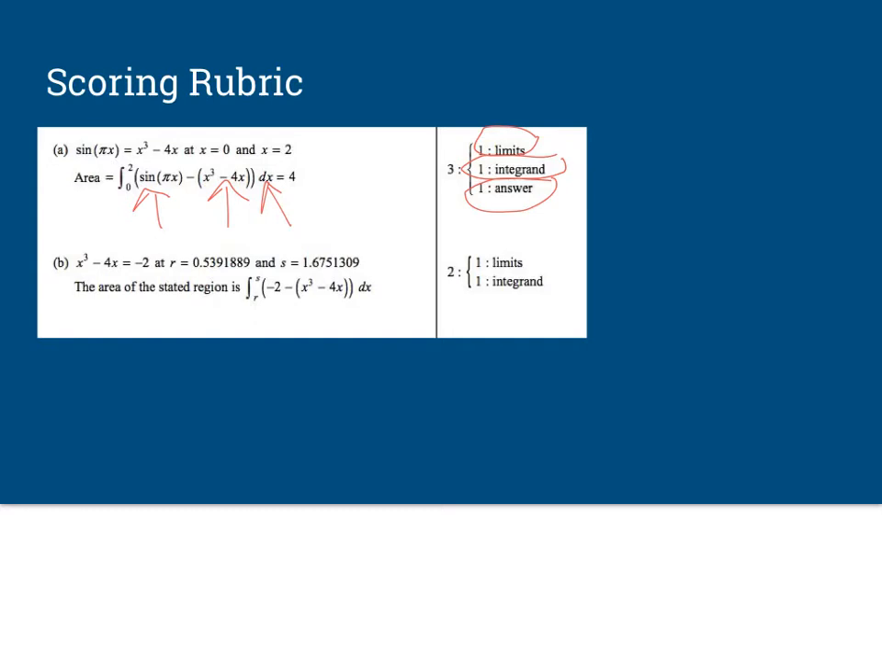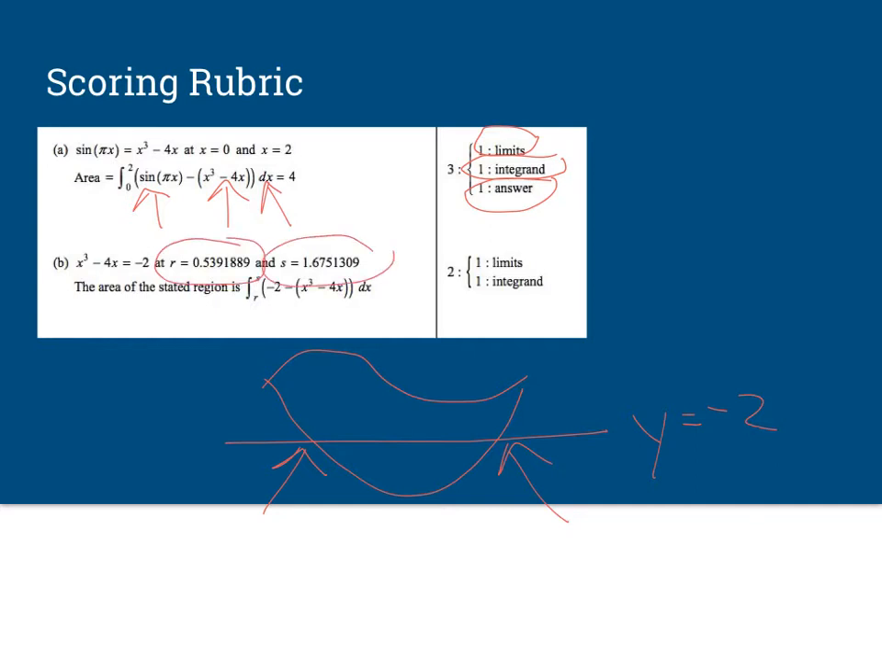Nice. Okay, in part B, you're asked to divide it with the line y equals -2. So you've got some crazy kind of curve going on here. Now I know this isn't quite exactly it. And you've got y equals -2 right there. So you had to find these 2 intersection points using your calculator. Those 2 points where it intersected were 0.5391889 and 1.6751309. Okay, and now you're just going to find area. So you're going to go upper minus lower using those intersections. So did you get the right limits? Those would be the intersection points.